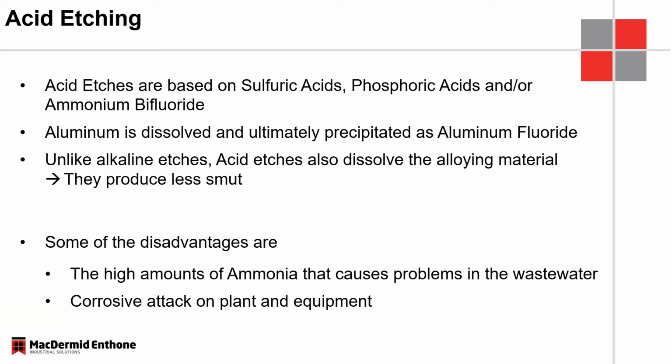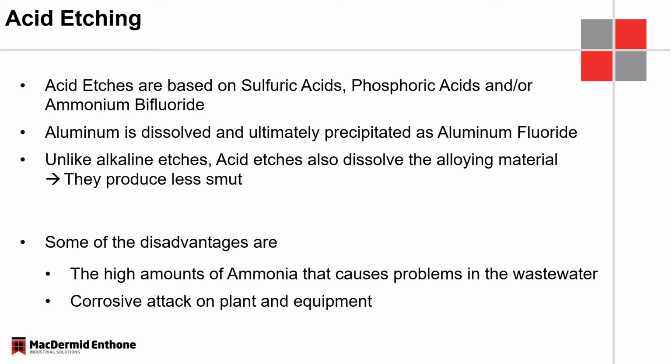The acid etching process is really based on sulfuric acids, phosphoric acid, and or ammonium bifluoride, especially when we have to remove a lot of aluminum from the surface, like the architectural industry. We tend to use something a little bit more aggressive, like the ammonium bifluoride based etches here. They do dissolve a lot of aluminum. They precipitate it as aluminum fluoride.